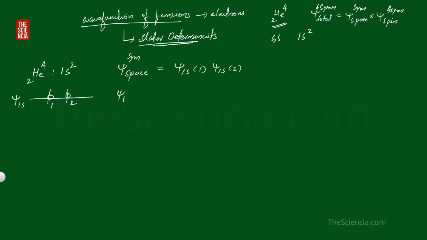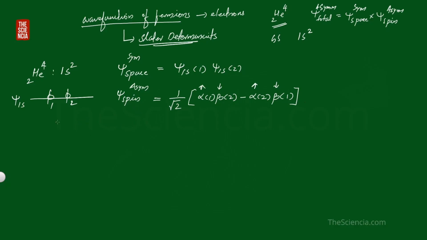Then what will be the spin part of the wave function? The electron wave function will be an asymmetric one, right? That is the singlet state, right? That is 1 by root 2, alpha of 1 beta of 2 minus alpha of 2 beta of 1, where I told you alpha is upspin. That is, the first particle is in the upspin, the second particle is in the downspin. Here the second particle is in the upspin and the first particle is in the downspin. Okay, so this is the asymmetric spin part.